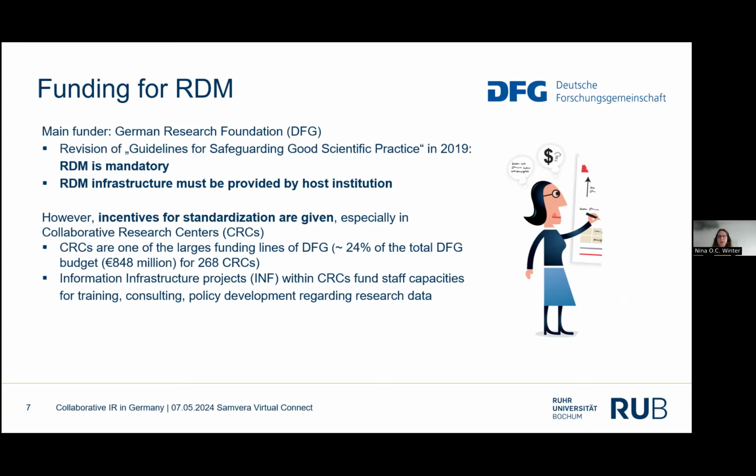Research data management is mandatory for third-party funded research projects today. And the infrastructure, so also the repository infrastructure, must be provided by the host institution to get third-party funding for research. However, directly funded by the funders can be incentives for standardization on research data management, especially within one large funding line. They are called collaborative research centers and funded by the German Research Foundation. This is a quite large funding line for a collaborative project with 50 to 100 researchers. And within this, a staff position can be paid for supporting measures for research data management, for example, training, consultancy, and policy development.